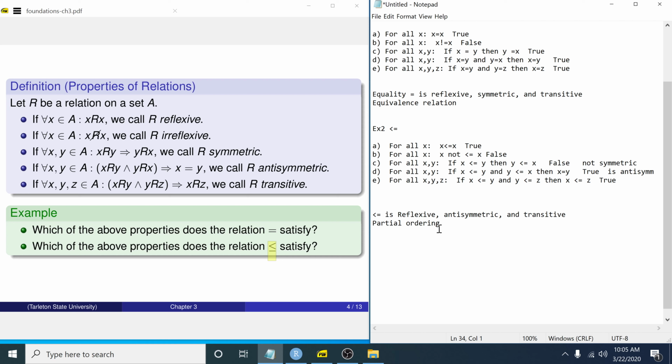Now, of course, less than or equal to is an operator that says a number is smaller than or equal to another number. And the reason you say that this is an ordering is because it allows you to order the elements of your set.